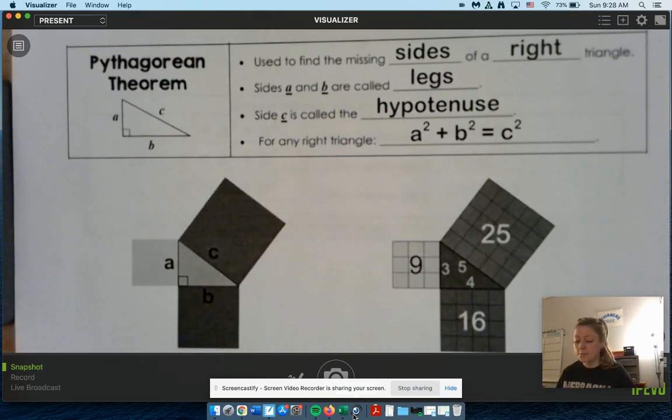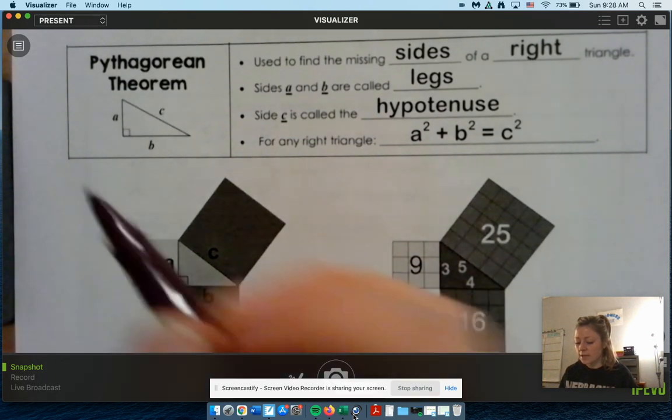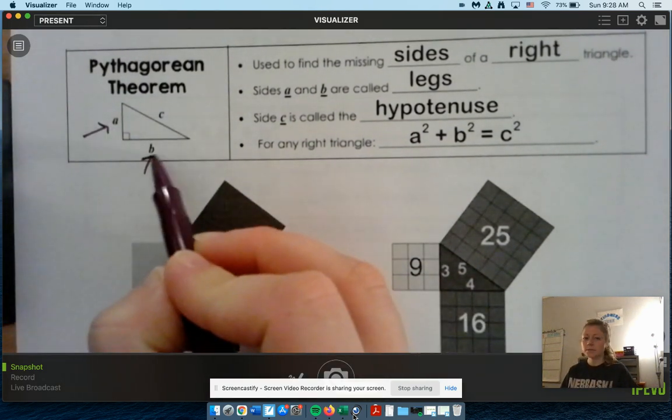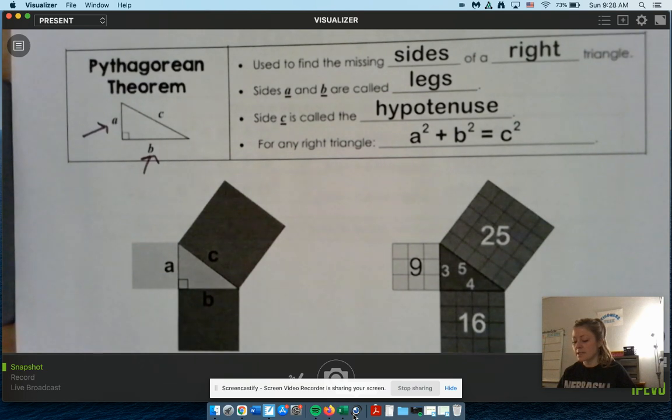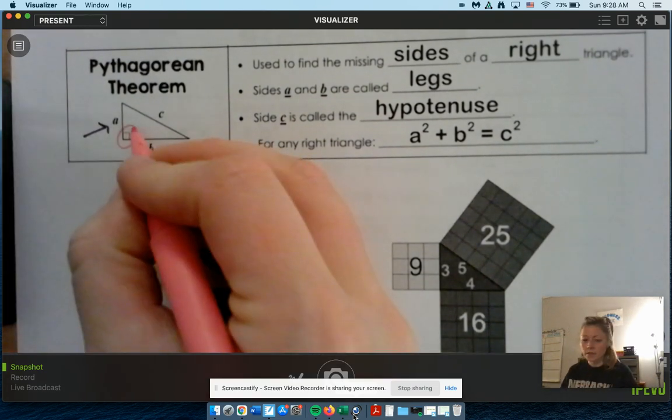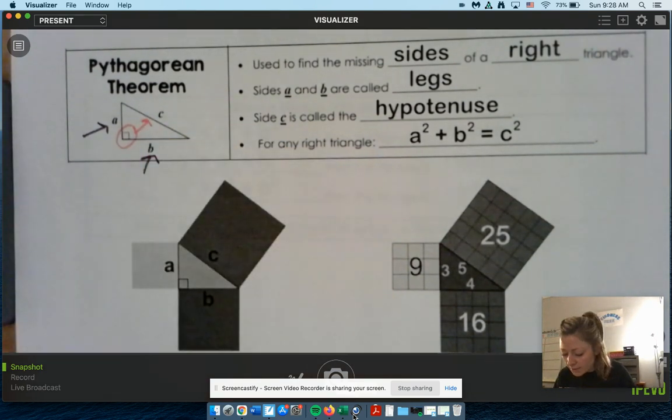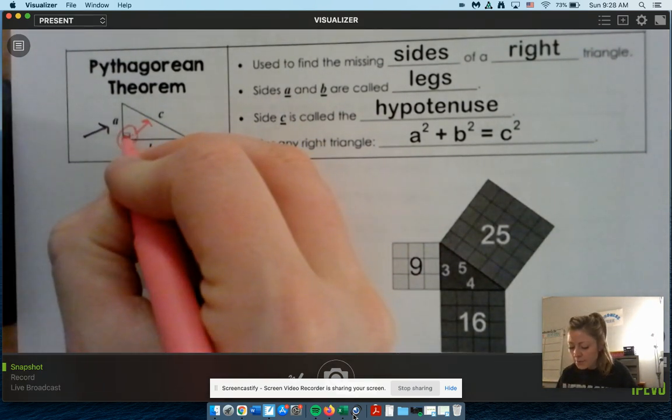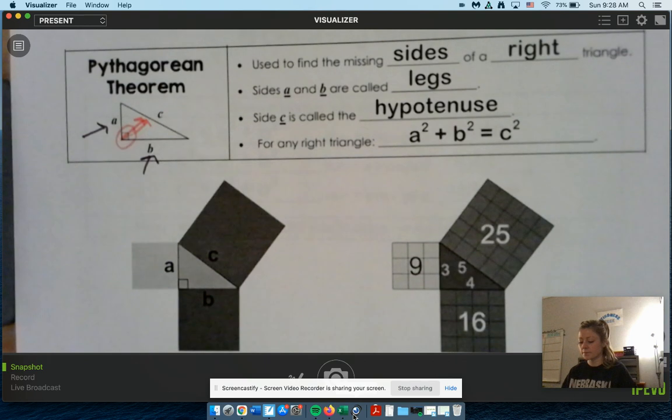The sides a and b are called legs. So right here, this guy's a leg, this guy's a leg. Whereas c is your hypotenuse, which we already knew. And remember how you can tell which one's your hypotenuse? It's the one across from the right angle. Think of that right angle as making an arrow towards your hypotenuse. And again, the Pythagorean theorem is a squared plus b squared equals c squared.